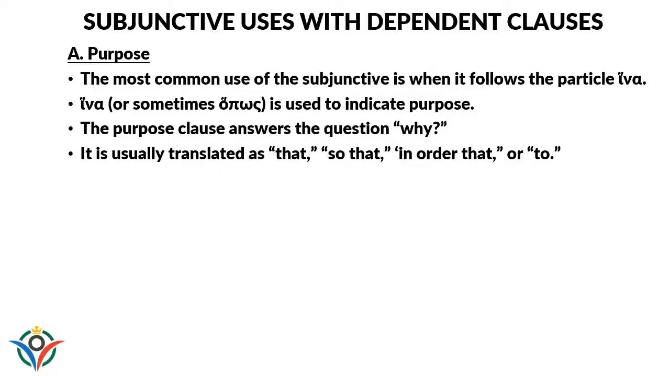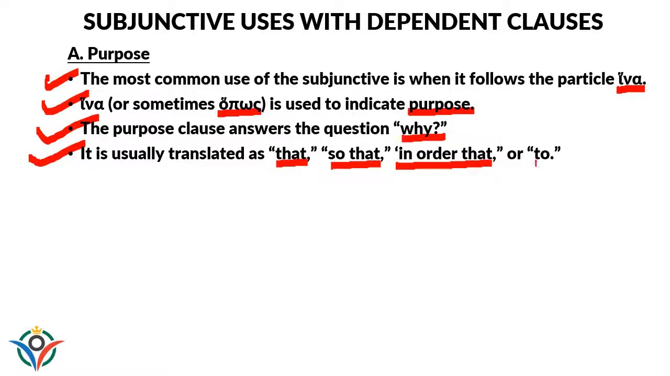The first subjunctive use with dependent clauses is purpose. The most common use of the subjunctive is when it follows the particle hina. Hina, or sometimes hopos, is used to indicate purpose. The purpose clause answers the question why, and it is usually translated as that, so that, in order that, or to. So let's look at 2 examples together.